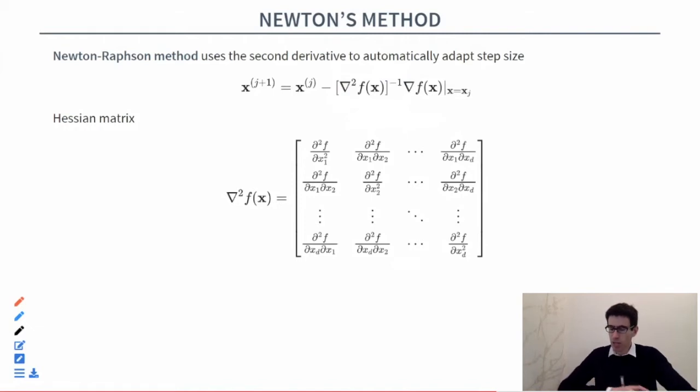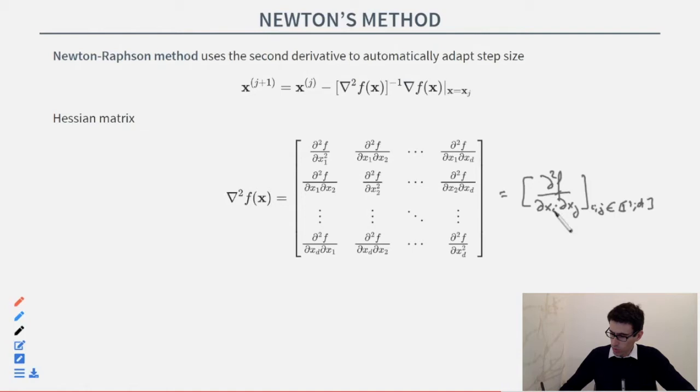So the Hessian matrix, just to remind you, is the matrix that contains the second order derivatives of the function f with respect to all the pairs of coordinates. So if your vector x has d coordinates, x1 to xd, the Hessian is a matrix that contains the second derivative of f, d²f over dxi dxj, for all i, j between 1 and d. You're just aggregating all these second order derivatives together.